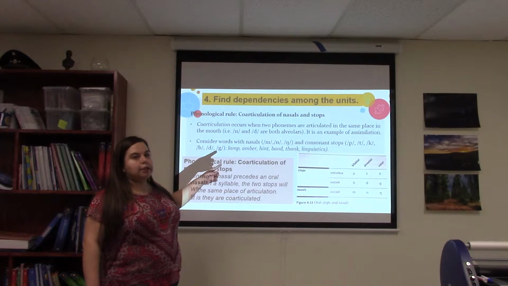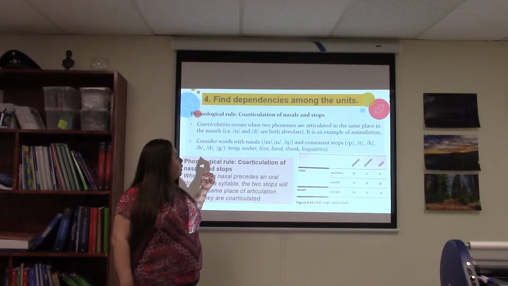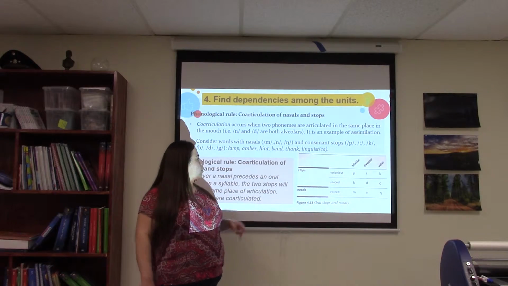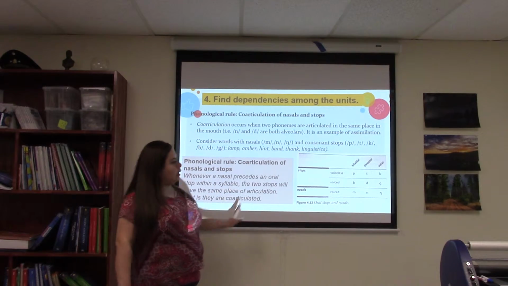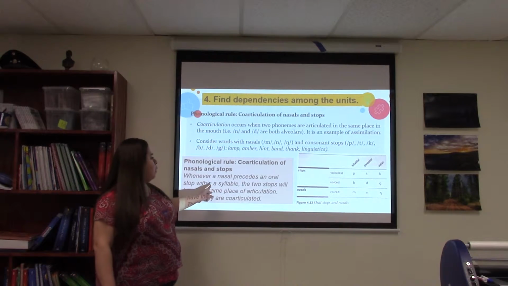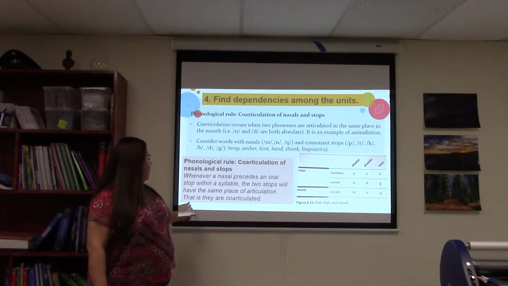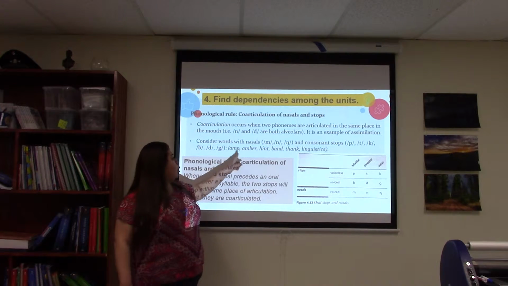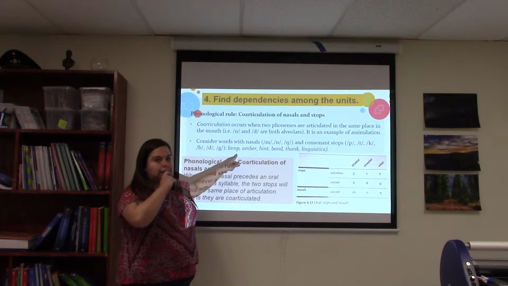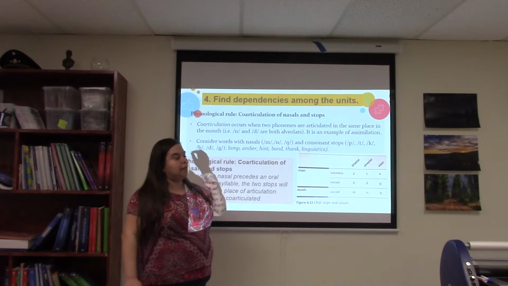Consider words with nasals such as m, n, or ng, followed by consonant stops, p, t, k, or b, d, g, in lamp, amber, hint, band, thank, linguist. So the rule in these, and again I included a chart just in case so you can reference the book, is that whenever a nasal precedes an oral stop within a syllable, the two sounds will have the same place of articulation. That is, they are co-articulated, such as in lamp. So that is going to have the M and the P blend together. They are co-articulated in amber, and in hint, the nt, they're in the same place of articulation.